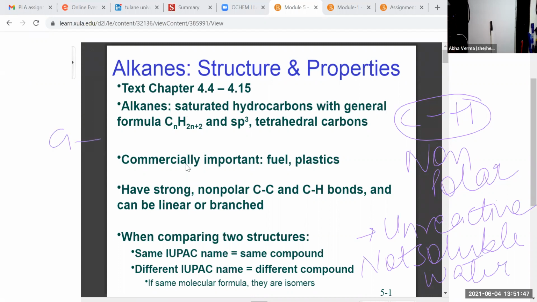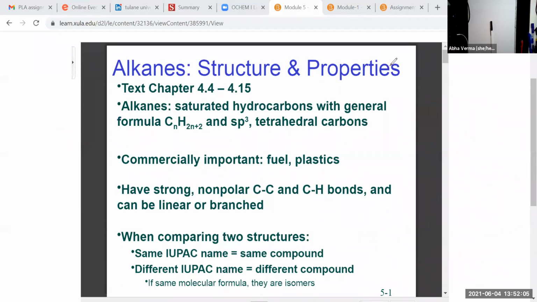So carbon 1 through carbon 5, only these structures, the compounds containing up to 5 carbons, are the only ones which may be soluble in water. These are important for us, the alkanes, because all our fuels and plastics are made up of alkanes. Now in this particular module, module 5, we will look at another kind of isomers, which are known as conformational isomers.